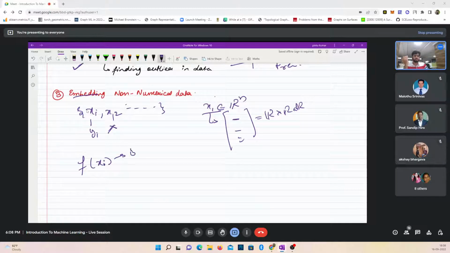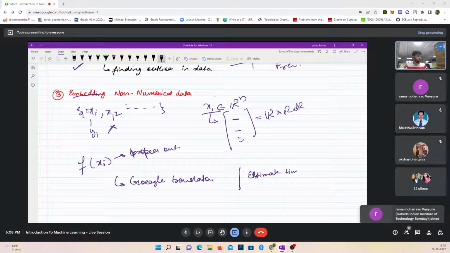Now, if you look at many applications of machine learning and deep learning in your day-to-day life, some of them would be something like Google Translator, or something like your estimated time of arrival on Google Maps.